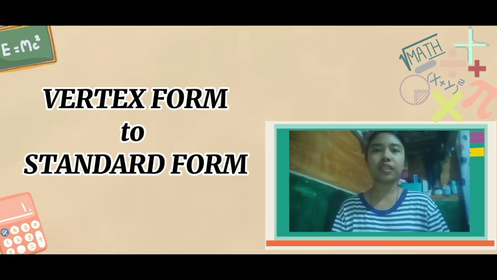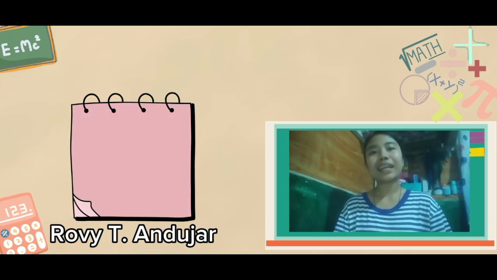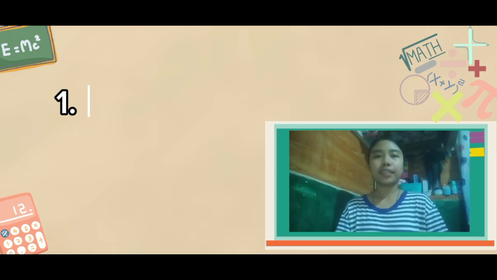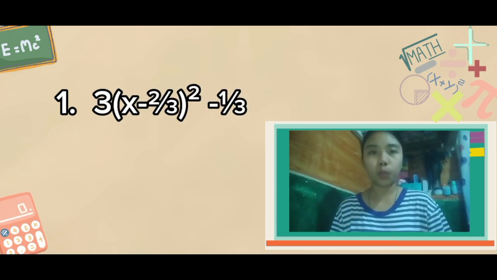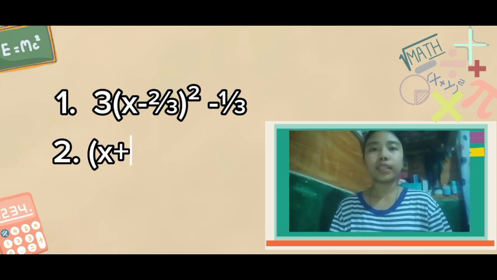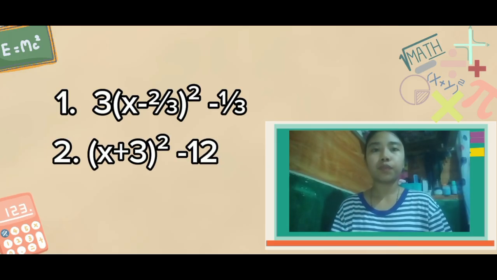Good day everyone, I am Claire Chikandami and now I will teach you how to convert vertex form to standard form using the answer of my partner Ruby. So her answer is number 1, 3 quantity of x minus 2/3 squared minus 1/3. Number 2, quantity of x plus 3 squared minus 12.